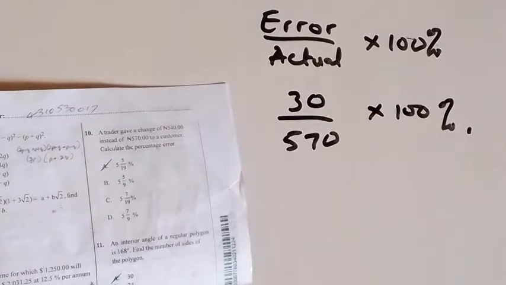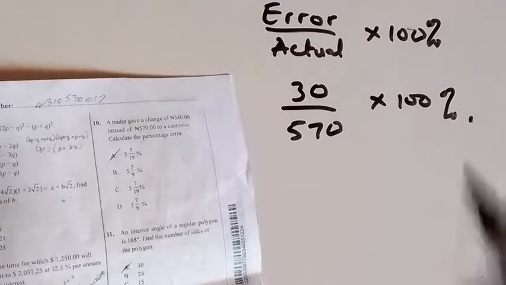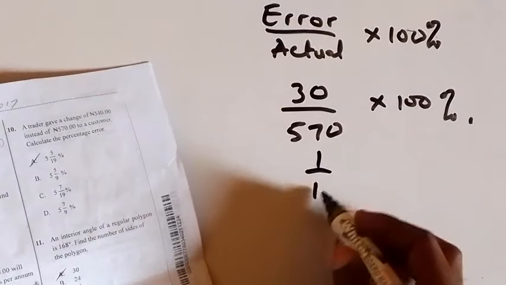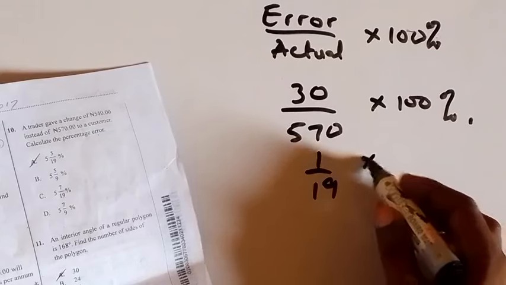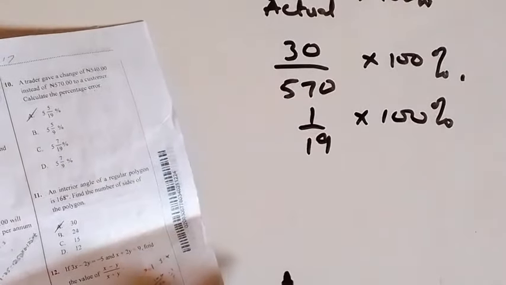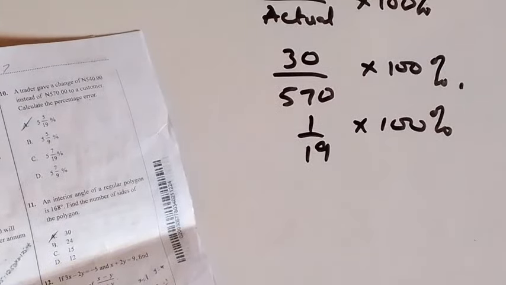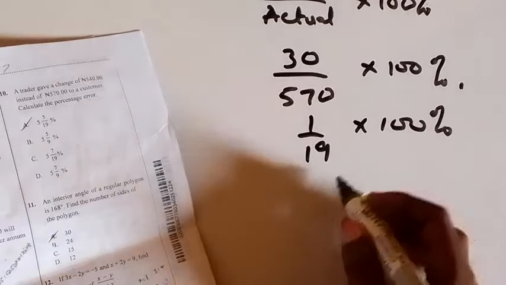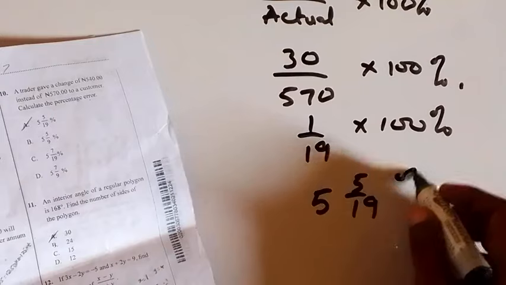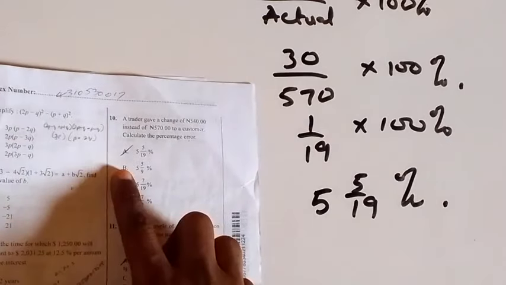When we solve this, 30 in 570 is 1 over 19, then times 100%. 19 will go into 100 five times. 5 times 19 is 95, and the remaining is 5. So here we now have 5 whole number, 5 over 19%. When we check the options, the correct option here is option A.